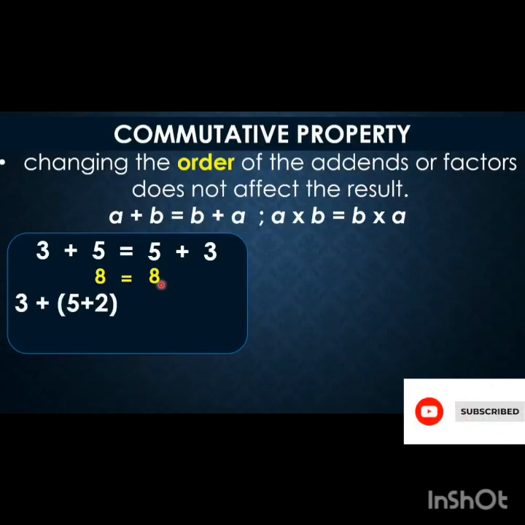Three, associative property. 3 plus, in the bracket, 5 plus 2 is equal to, by taking 5 plus 2 out of the bracket, changing the position of the bracket, plus 3. On the right side it is 10.